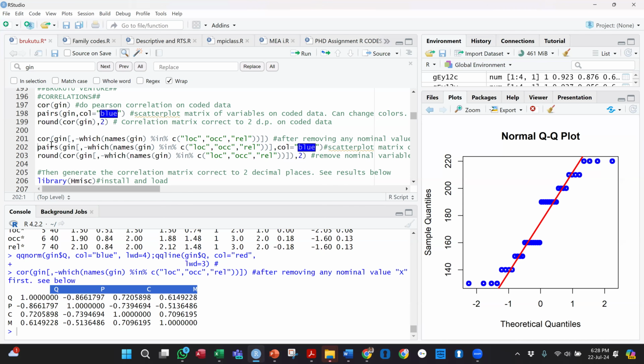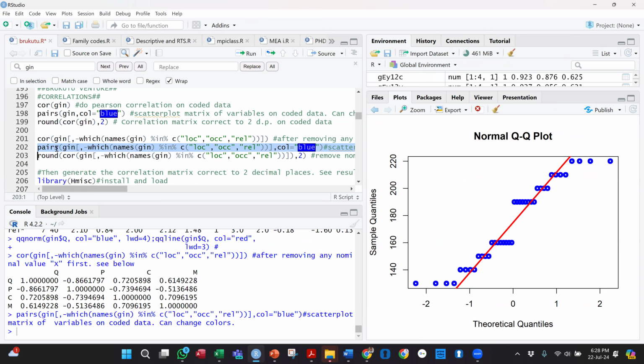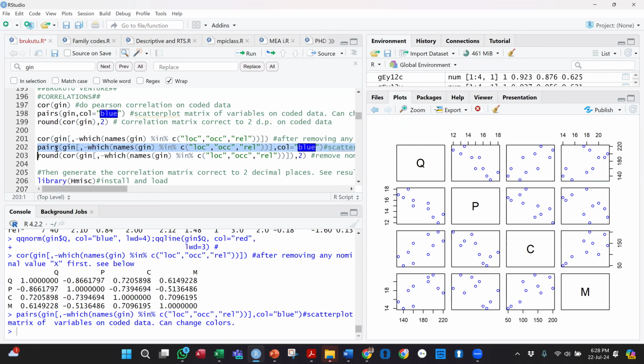But you can also run it in terms of graph. So you can do a scatter plot matrix. This command does that. Okay, command 202. You have it in the slides, it will generate a scatter plot matrix of the numerical variables. You should be able to learn how to generate all of this. That's why I'm giving you an example here.